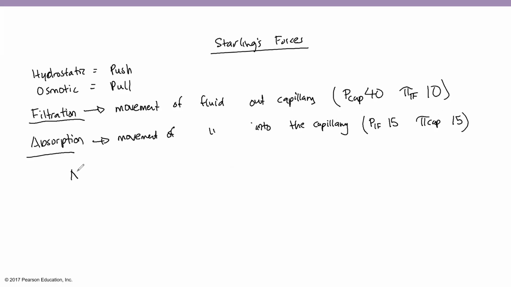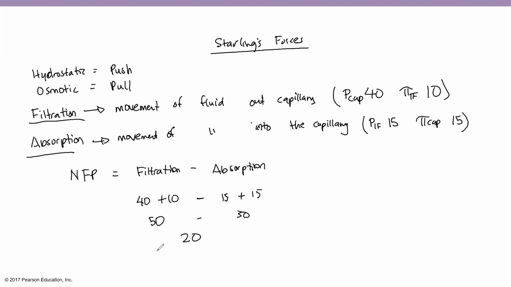So if we're to calculate our net filtration pressure down here, that's filtration minus absorption. And so that's going to be our forces that favor filtration, so 40 plus 10, minus our forces that favor absorption, so 15 plus 15, equals 50 minus 30 equals 20, okay? And so because one, this is a positive value, but also two, filtration is bigger, we know that this favors filtration.